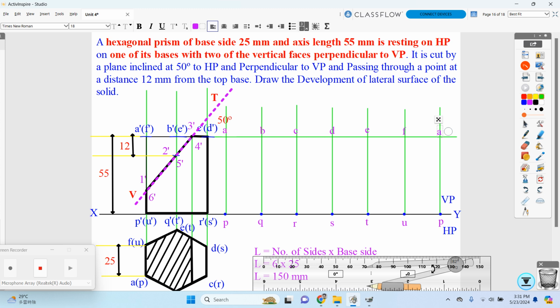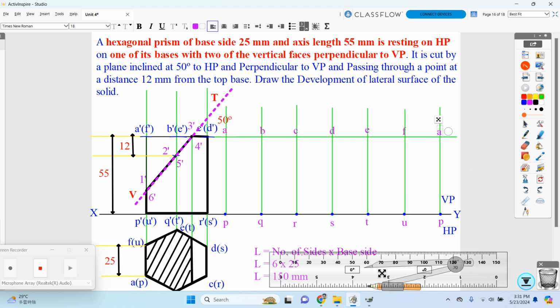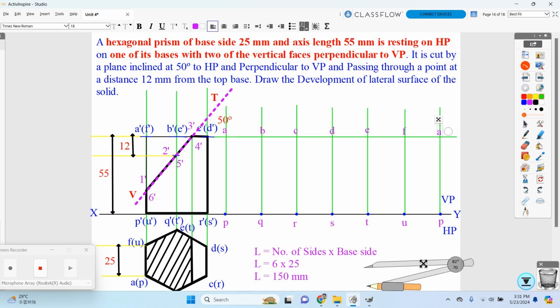Now we are going to take our compass and keep it over here on the first point. Consider until the height you have. So this is my first one. I am going to keep it over here, on my PQ line, and cut the arc.